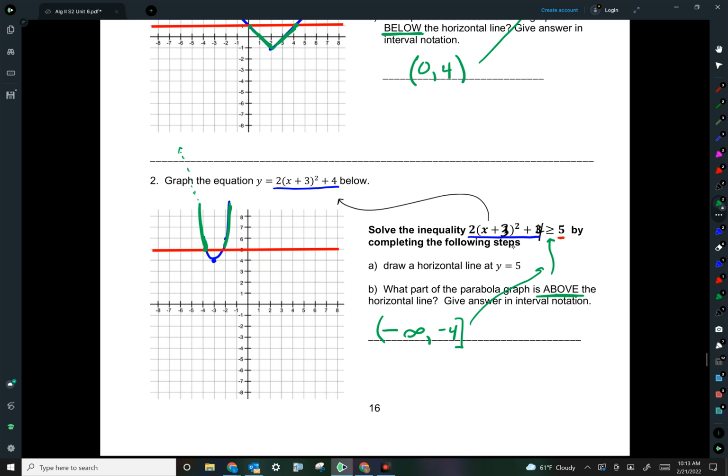And then the other piece is from x equals negative 2, and again with a bracket, all the way out to infinity. And the reason we're saying infinity is not because it goes up, but because as it goes up, it keeps moving to the right, if I were to exaggerate it.